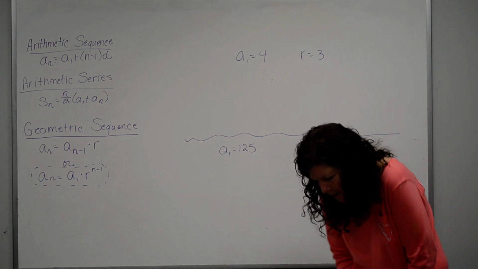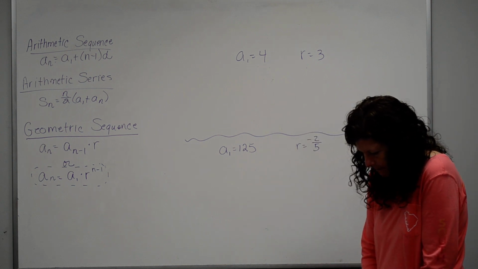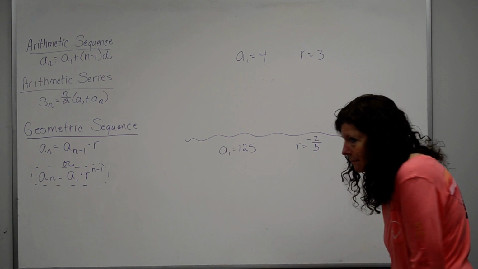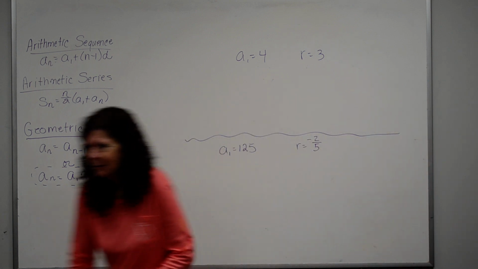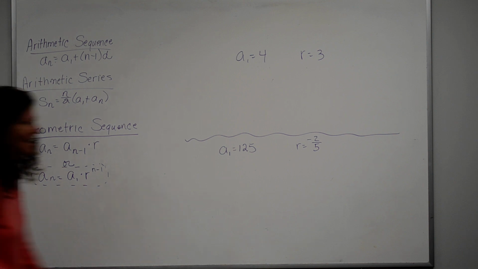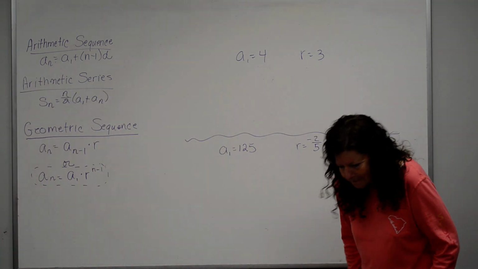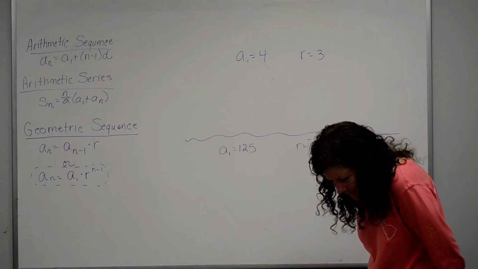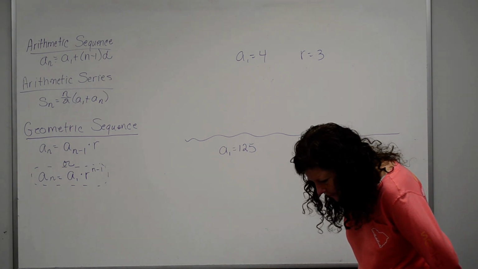That first one, what are the first 6 terms? 4, 12, hold that thought, okay? Okay. All right, go ahead, Reagan. 4, 12, 36, 108, 324, and 972.